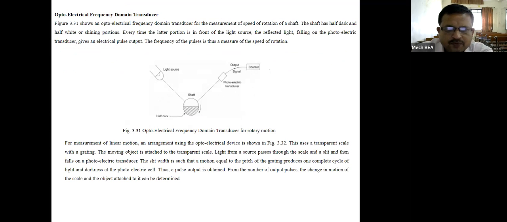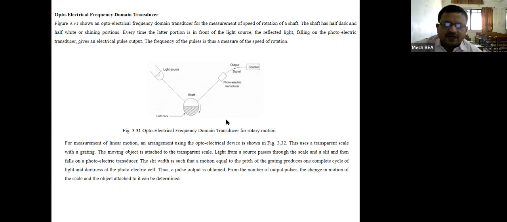Next is optoelectrical frequency domain transducer. Figure 3.31 shows an optoelectrical frequency domain transducer for the measurement of speed of rotation of a shaft. The shaft has half dark and half white or shining portions. This is the shaft, this is half dark and half white. Every time the latter portion is in front of the light source, that is, the shining portion, the reflected light falling on the photoelectric transducer gives an electrical pulse output. The frequency of the pulses is thus a measure of the speed of rotation.